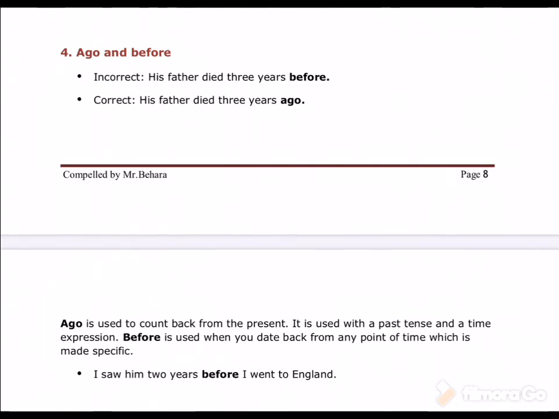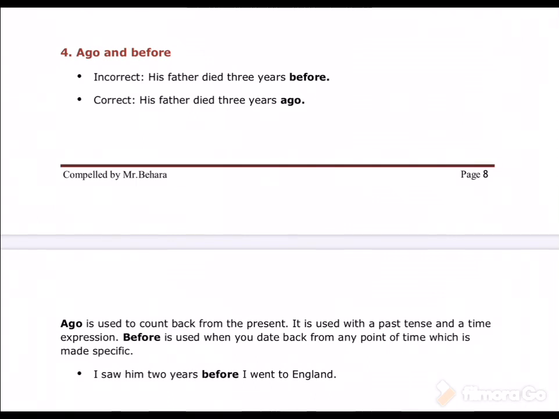Whereas before is used when you date back from any point of time which you have made specific, like before 2 days, before 2 hours. So we should know the difference between ago and before. The first example is, his father died 3 years before. Here, by using before, the meaning is that you date back from a point of time.